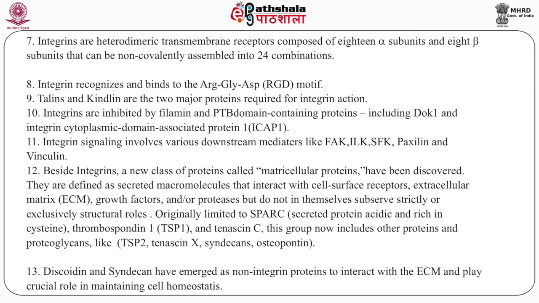Integrins are inhibited by filamin and the PTB domain containing proteins including DOK1 and integrin cytoplasmic domain associated protein 1 or ICAP1. Integrin signaling involves various downstream mediators like focal adhesion kinase, integrin-linked kinase, the SRC family kinase, paxillin and vinculin.